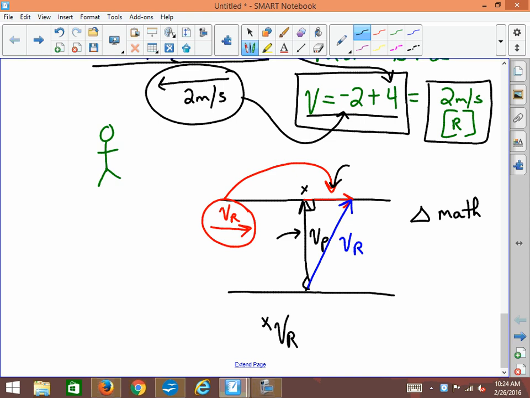So that's relative velocity, and hopefully you can get your head around that and how we can use it to solve some more complicated problems. In another video, I'll give you some examples of how we use it to solve problems more simply.